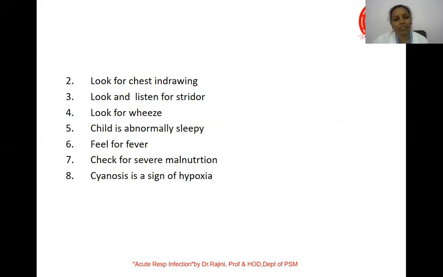And look and listen for stridor. The mother has to look and listen for stridor. They should hear any noise coming during breathing, inspiration or expiration. And look for wheeze. And check if the child is abnormally sleepy. The child is not active and always tends to be sleepy and drowsy. Feel for fever and check for severe malnutrition and cyanosis in case of hypoxia. The child is not getting enough oxygen, so the child may have cyanosis. All these signs and symptoms have to be checked.